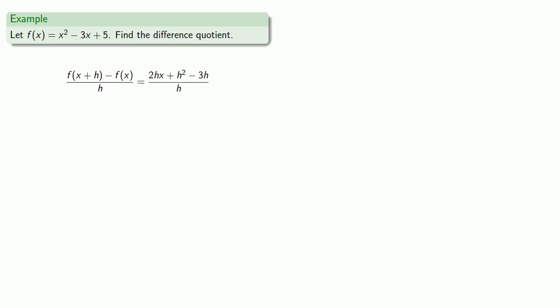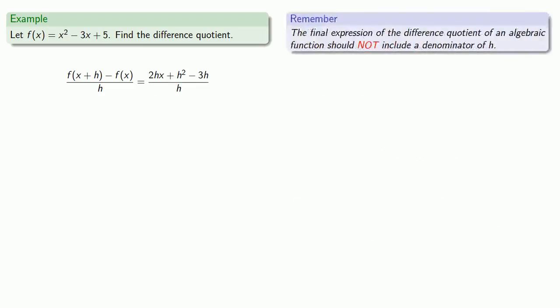An important idea to keep in mind is that the final expression of the difference quotient of an algebraic function should not include a denominator of h. We should be able to do something that will cause this rational expression to simplify so that we're not dividing by h. So this means we can and should simplify our difference quotient.